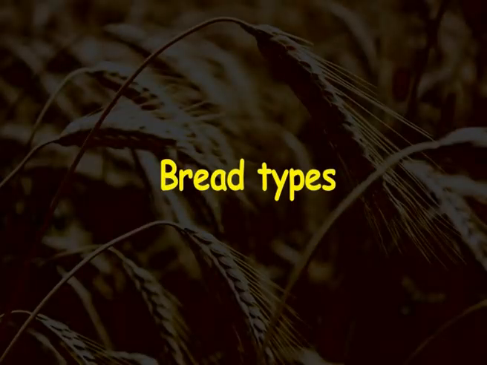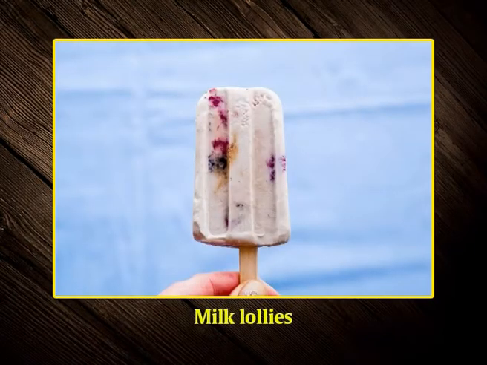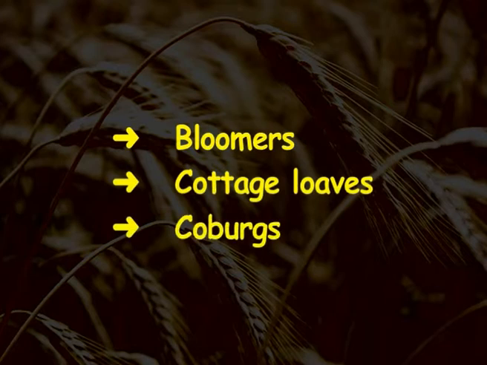Bread types. The main bread types can be divided into four broad categories. Pan breads, that is, products based on placing a piece of dough in a metal pan for the proving and baking stages. Examples are the sandwich loaf, open top pan breads, milk rolls, and malt loaves. Free-standing breads, that is, where the dough product is proved and baked without the aid of a pan to constrain and support the sides of the dough. Examples of this type of product include bloomers, cottage loaves, and burgers.